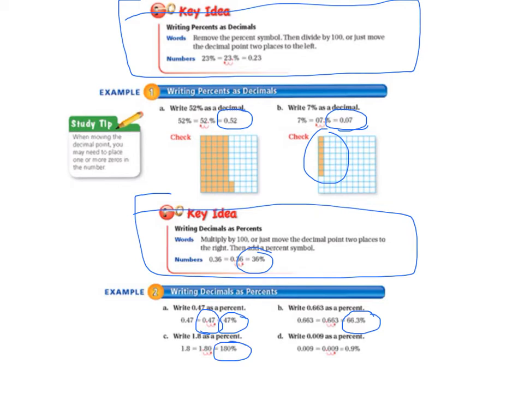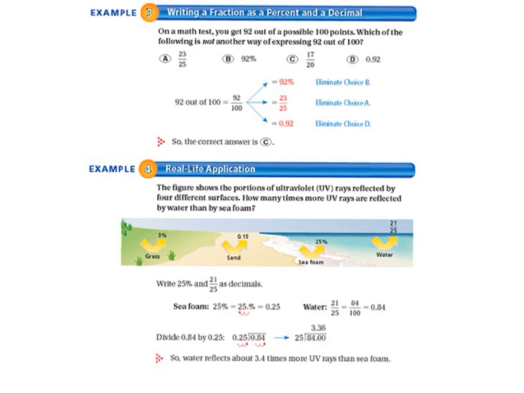And finally, letter D, 9 one-thousandths as a percent. You move the decimal point 2 places, so that's 0.9%. On page 217, we're writing a fraction as a percent and a decimal.